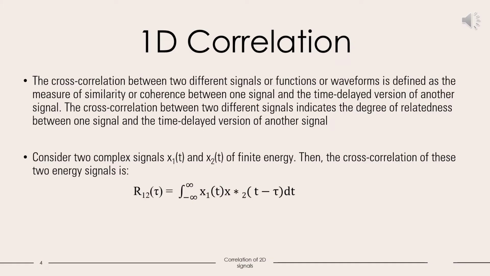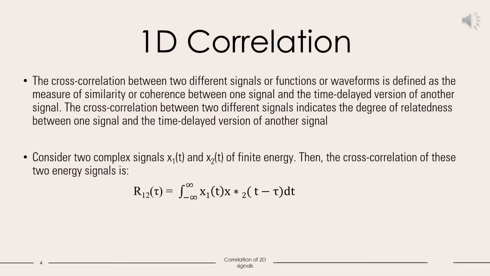Now, let us discuss about the cross-correlation of one-dimensional signals. The cross-correlation between two one-dimensional signals is defined as the measure of similarity or coherence between one signal and the time-delayed version of another signal. The cross-correlation can also be called the degree of relatedness between one signal and the time-delayed version of another signal.